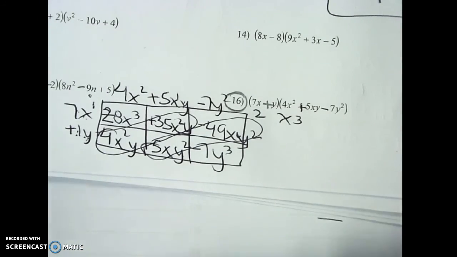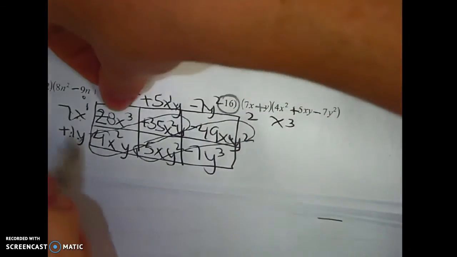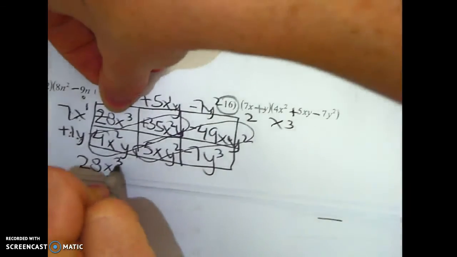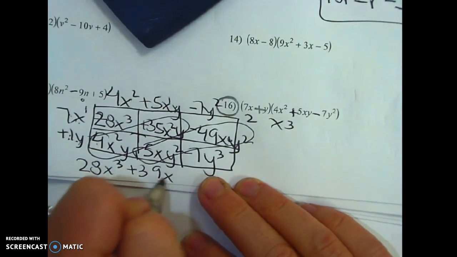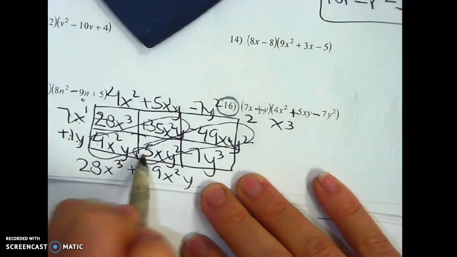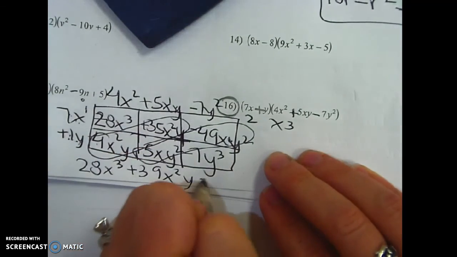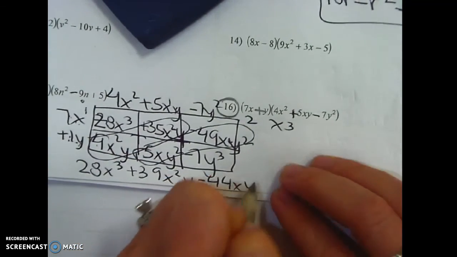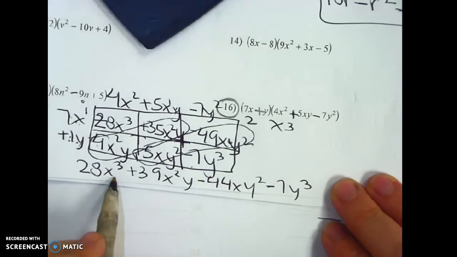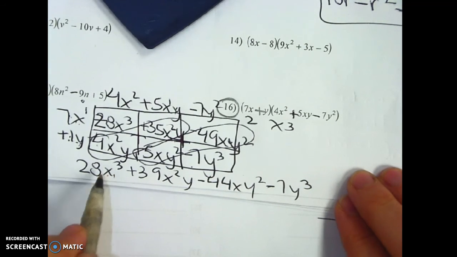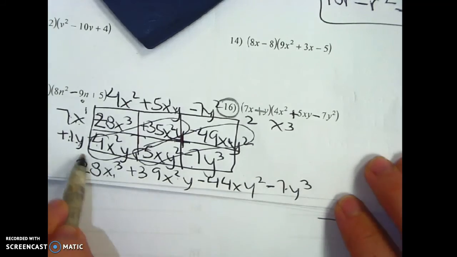So although it's more complex, it's just following the same pattern. 28x cubed. If I have 35 and I add 4, I have 39x squared y. And if I have 5 and I subtract 49, I'm left with negative 44xy squared. And then I bring down the negative 7y cubed. Remember, the x is the one that beats out the y, so 3, 2, 1, no x.